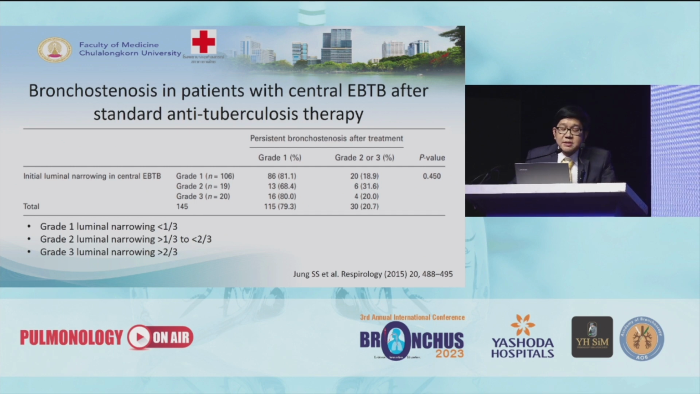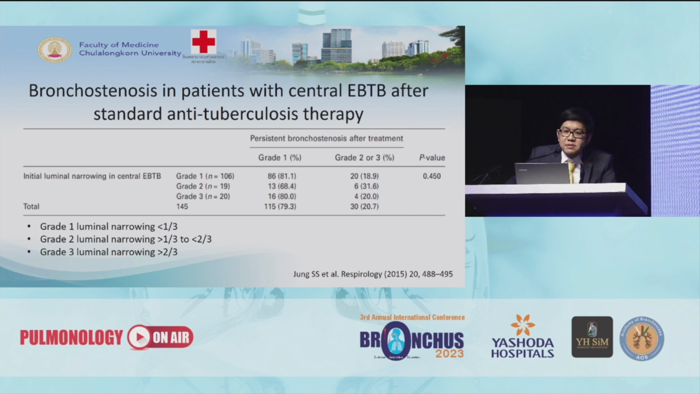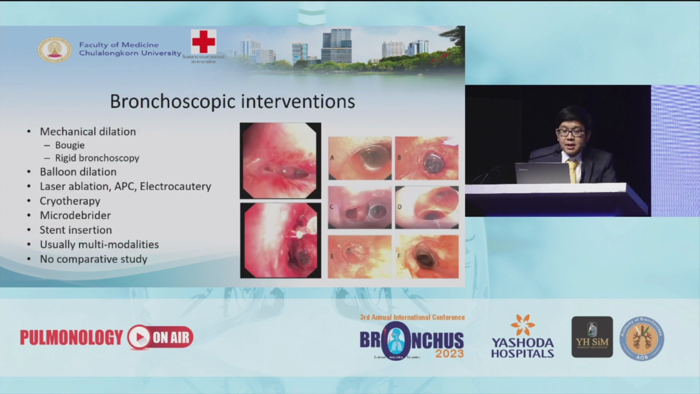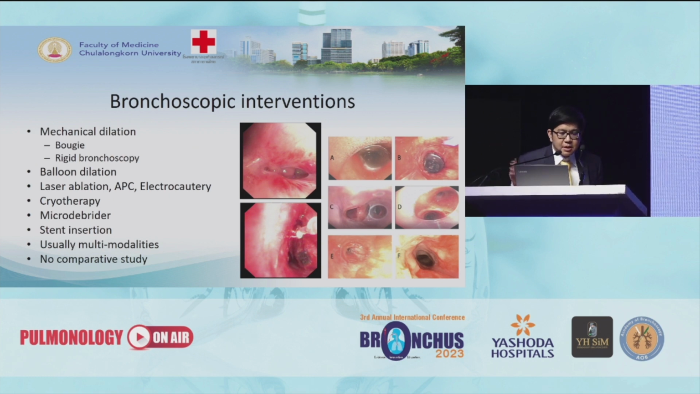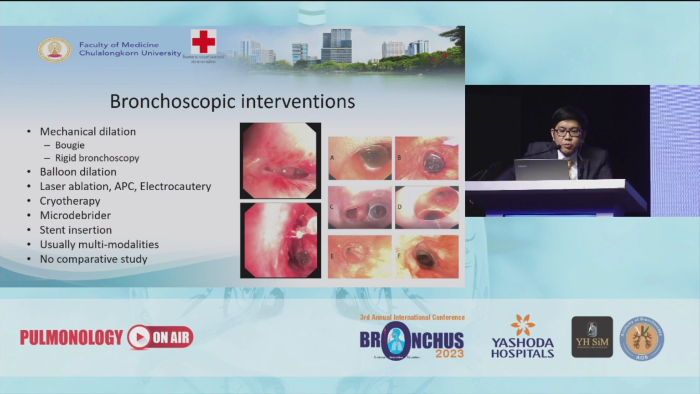Medication alone is not enough for endobronchial TB stenosis in terms of tracheal involvement, especially in patients with severe tracheal stenosis. In those cases, bronchoscopic intervention comes in, and that includes mechanical dilation. You can use either the bougie or the rigid bronchoscope to dilate the stenosis part, along with balloon dilation, laser, and cryotherapy. You can also use the microdebrider.